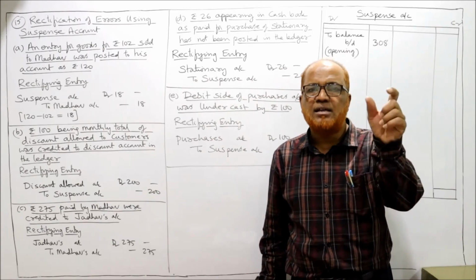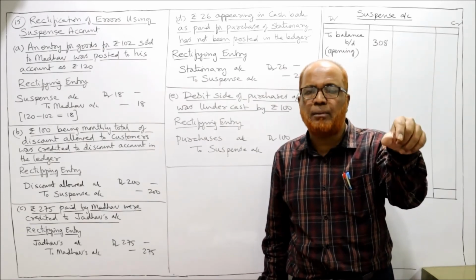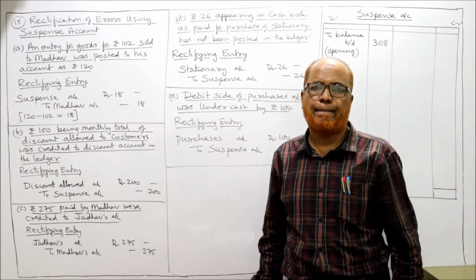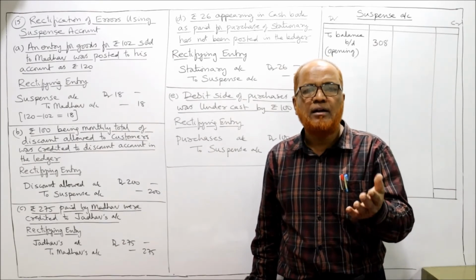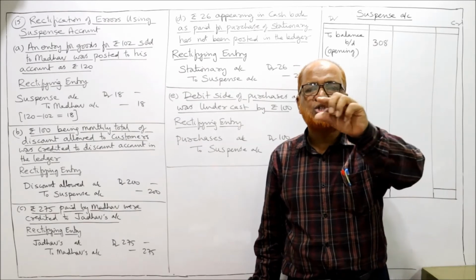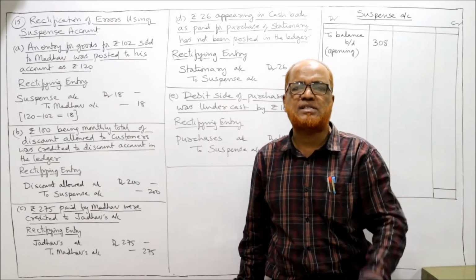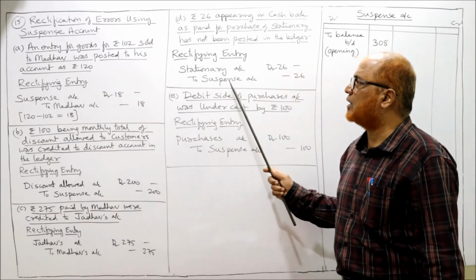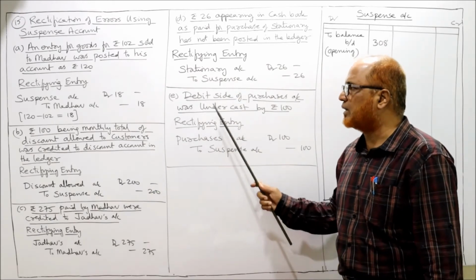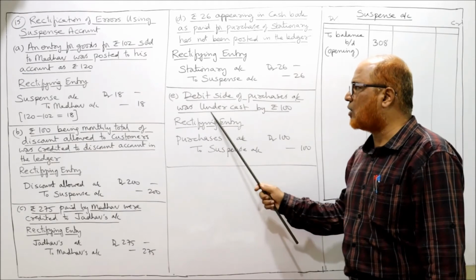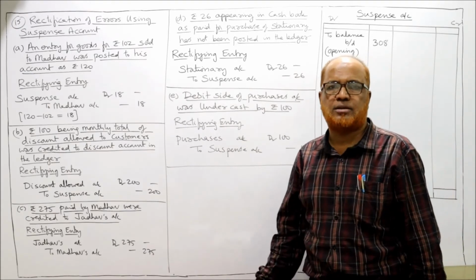The error is stationery account should have been debited, but it is not debited. That is the error. Now we debit it. The debit will be given to stationery. Stationery account debit to suspense account 26. Error rectified. Last one. Debit side of the purchase account was undercast by rupees 100.